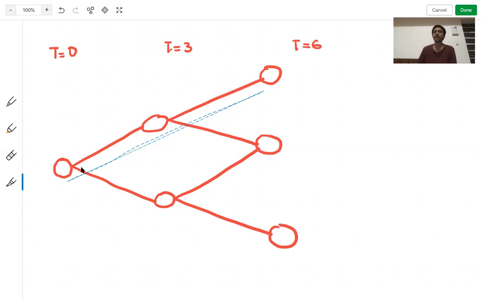Okay, the second path is the share price increases from t equal to 0 to t equal to 3, but then from t equal to 3 to t equal to 6, the share price actually falls. Okay, so this is basically the second path.